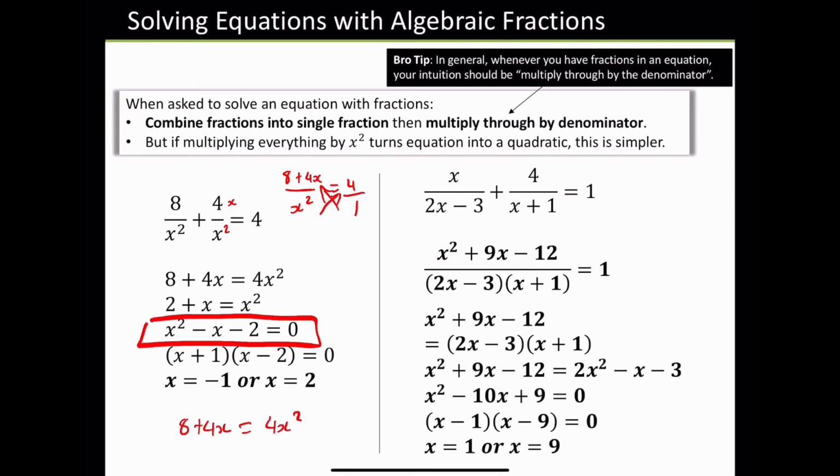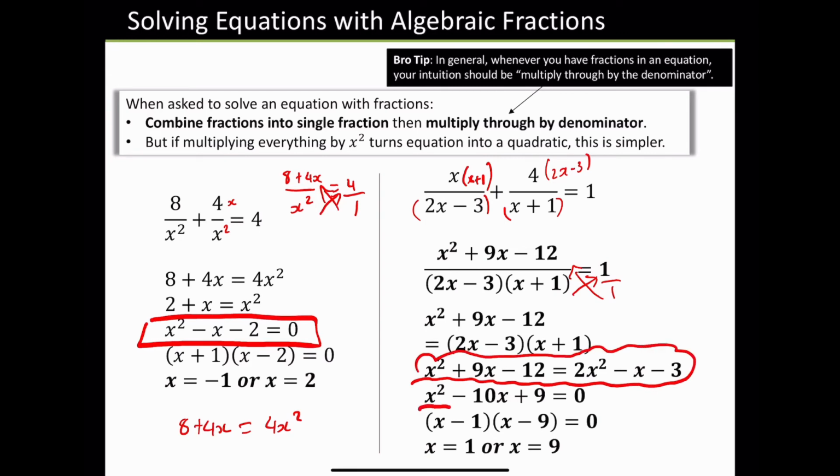Same again here. Okay, what they've actually done first of all is they've multiplied this one by x plus 1. And they've multiplied this by 2x minus 3. That's what they've actually done. And they got x squared plus 9x take 12. Then cross multiply. And at this stage here, they've actually cross multiplied, and now you need to collect the like terms in order to get something equal to 0. Okay, so you're trying to bring it into the form of a quadratic in order to be able to solve it.